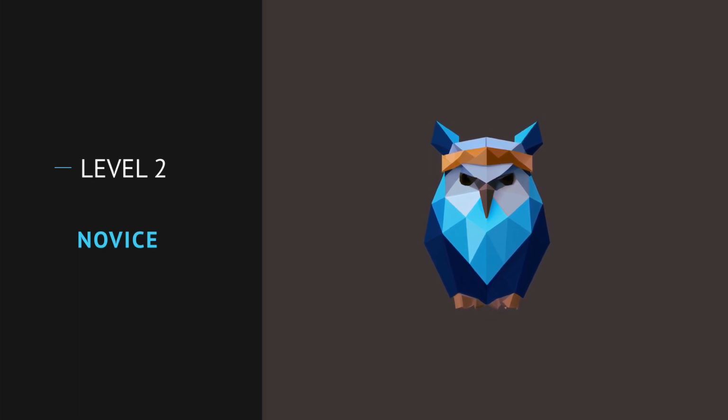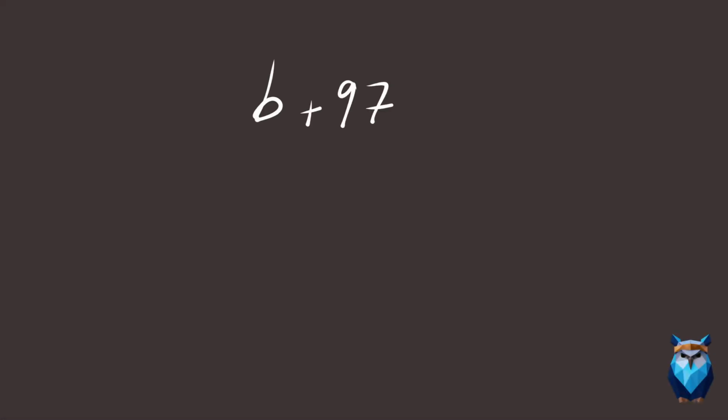Simplify and solve. b plus 97 equals 4b minus 5. Things are a little more complicated here. We have terms with a variable b on both sides. To solve for b, we have to first simplify by combining like terms, which means we'll gather all the terms with b, get them on one side of the equation, add them together, and then solve.